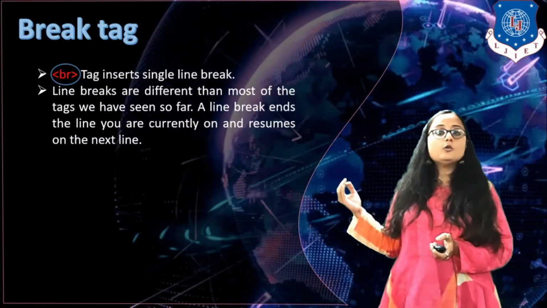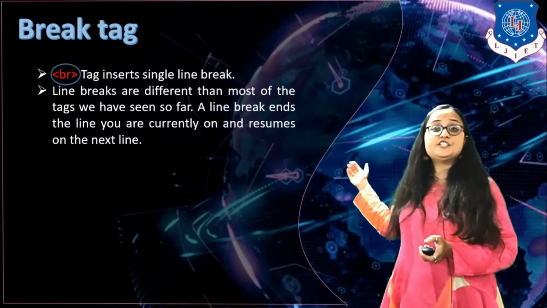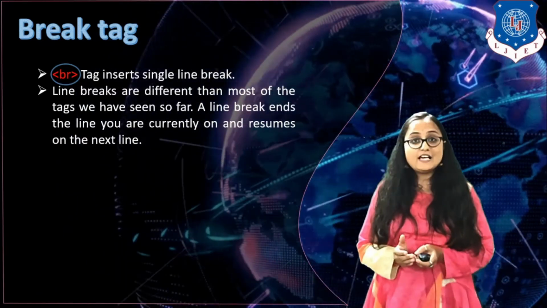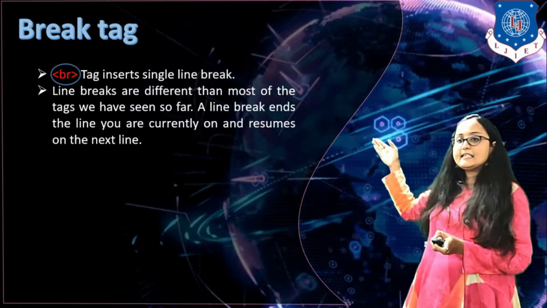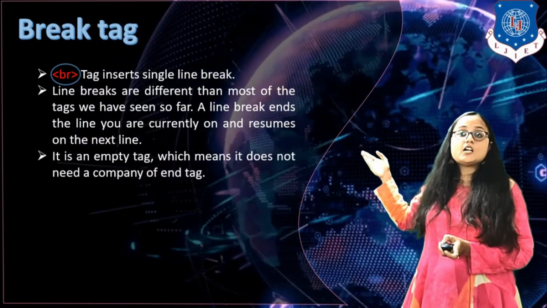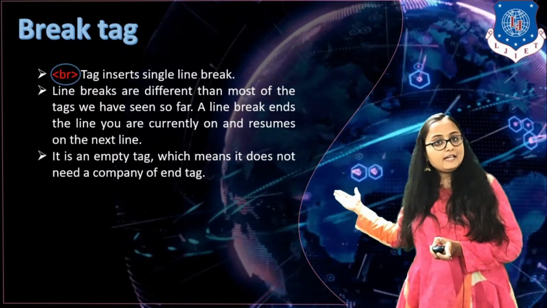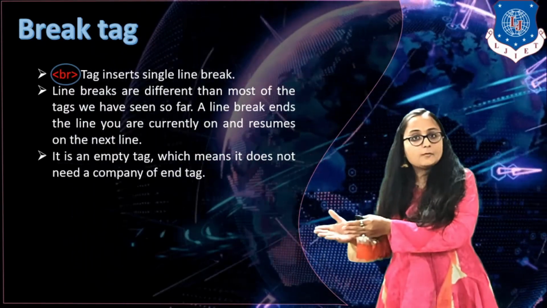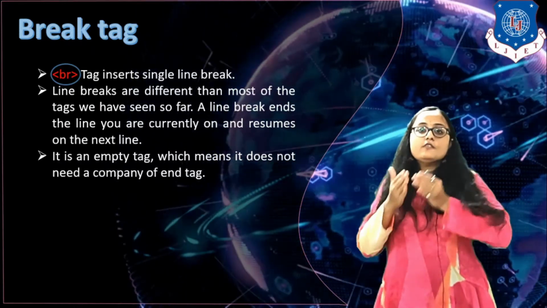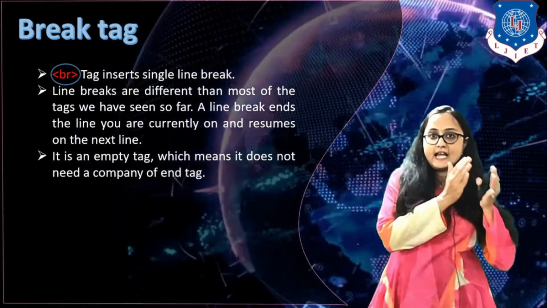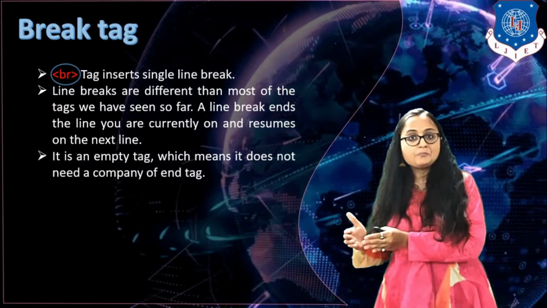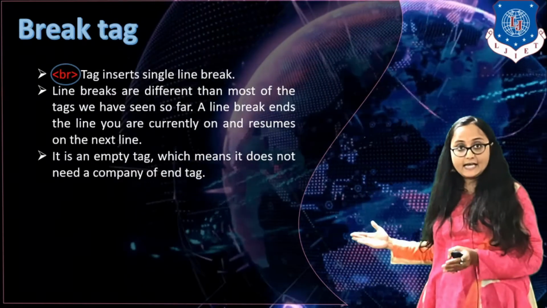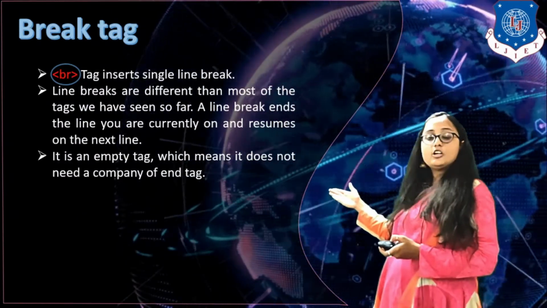Now, this BR tag is different from most of the tags that we have seen up till now. Why so? Because the BR tag is a standalone tag. It is an empty tag. What do we mean by an empty tag? It means that it does not have an end tag. All the tags till now were coming in pairs. It means I had an opening tag and I had a closing tag. But the BR tag is such a tag which does not require an ending tag. So it is also known as a standalone or empty tag.